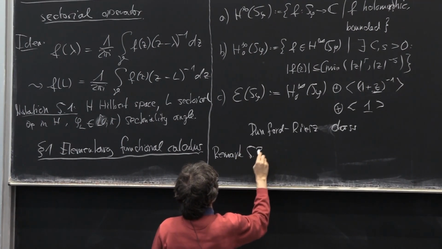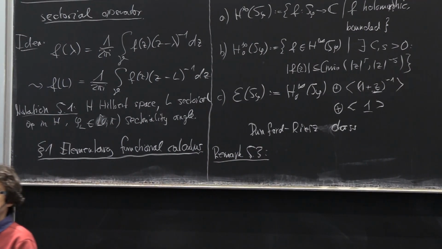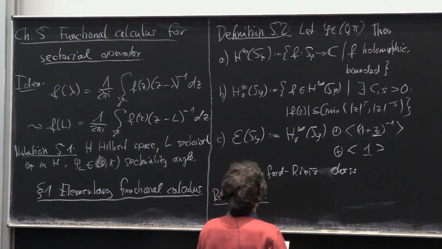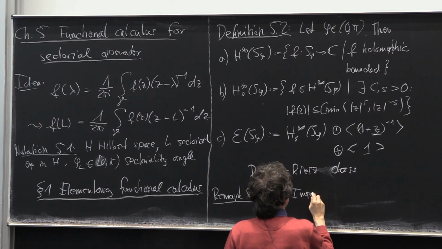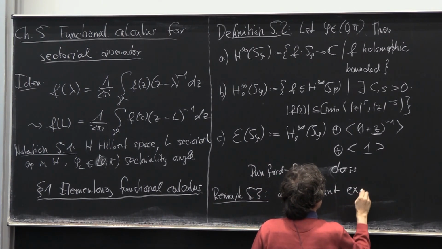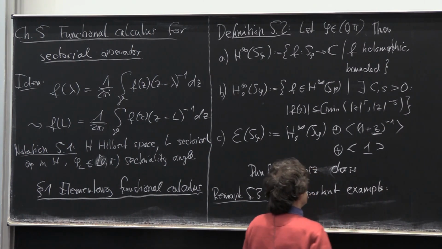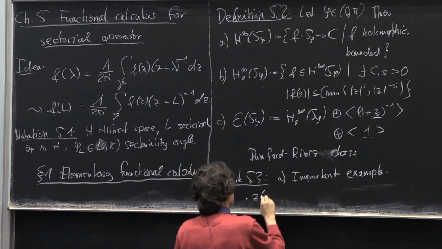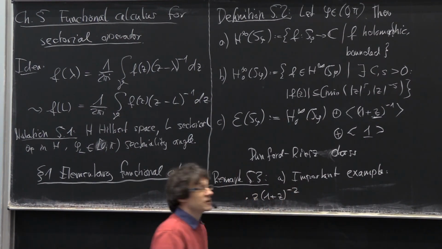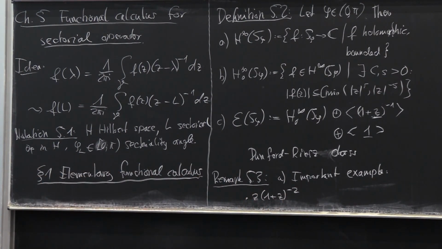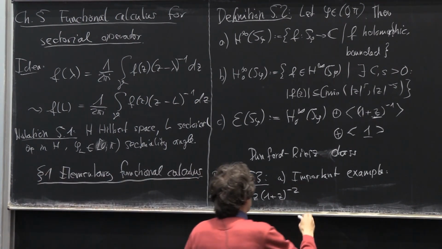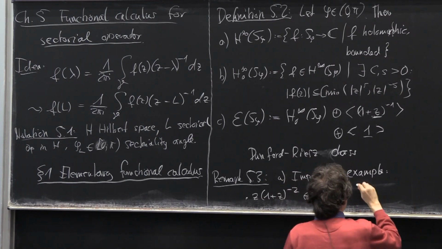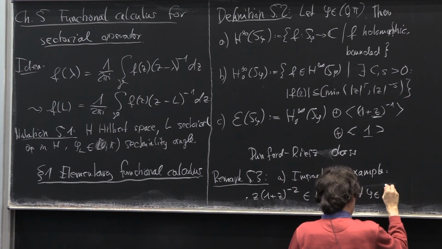So to get a little bit more feeling for these spaces, what are typical examples, what are important functions that are in there? So first, remark 5.3, some important examples of functions in H infinity 0 or in the Dunford-Riesz class. The function I wrote over there was not just by coincidence, because it's one of the really important examples of an H infinity 0 function. So this is in H infinity 0 of S phi for every angle that you might think of.